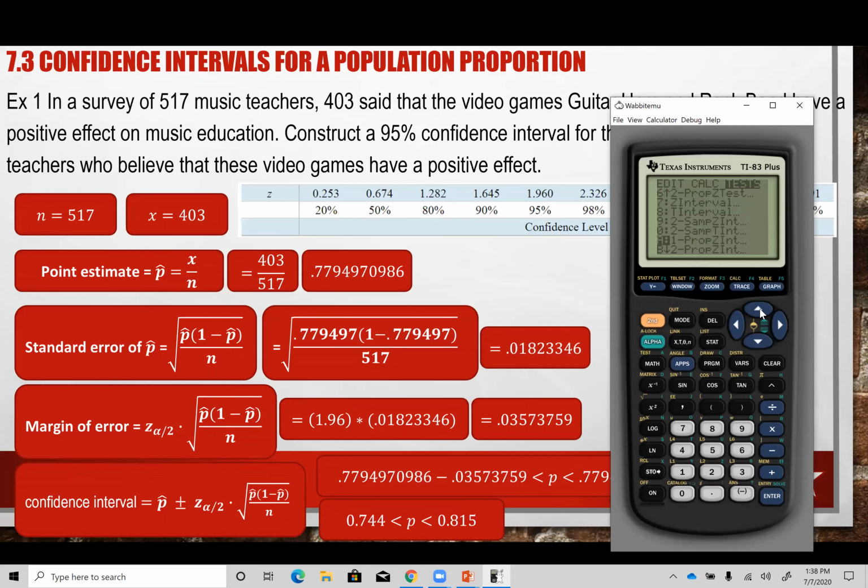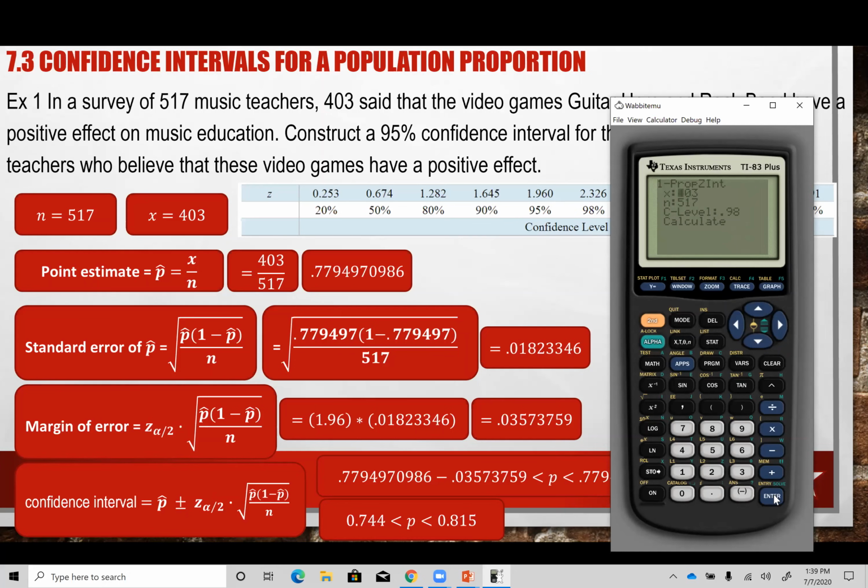And also make sure that it's a one proportional Z interval and not the one proportional Z test. Number 5, we would do that later. We will not do it now. Again, we have to go all the way down to A. Everybody see option A? Option A, one proportional Z interval.